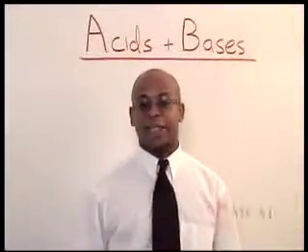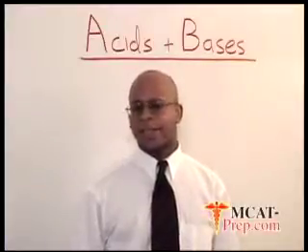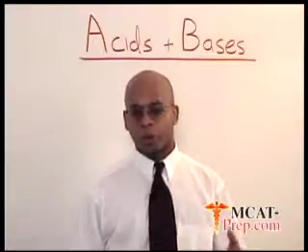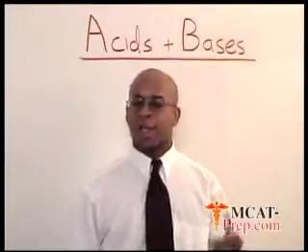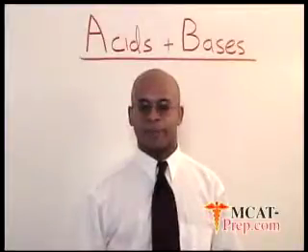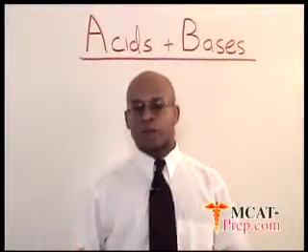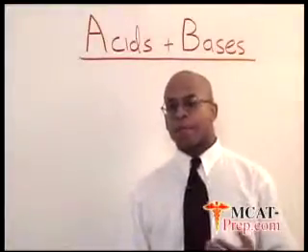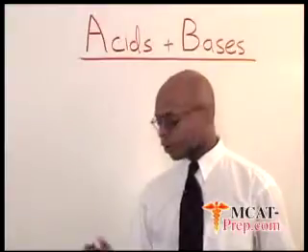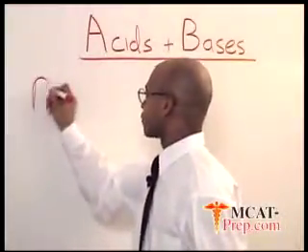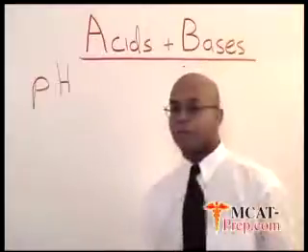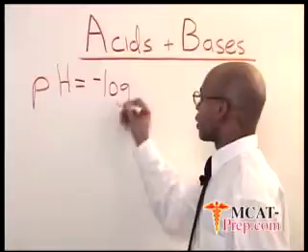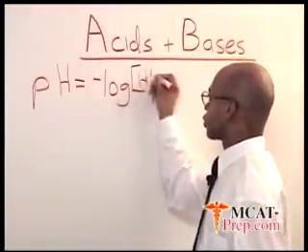Arrhenius, Bronsted, and Lowry are all scientists that essentially suggested that an acid is a proton donor, which means it can release a proton, like we looked at when we discussed normality, and that a base is a proton acceptor. The acidity or basicity of a solution can be measured from its pH. And pH is defined as the negative log of hydrogen ion concentration.